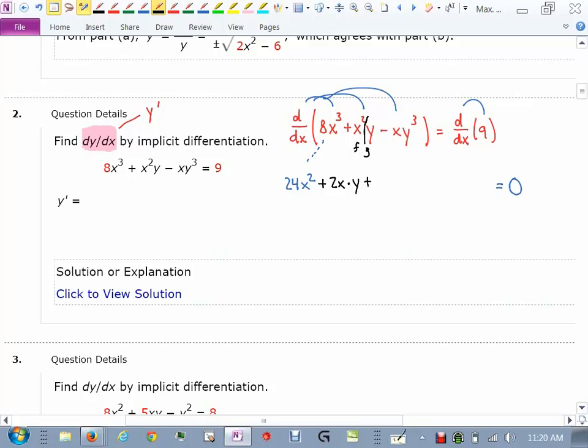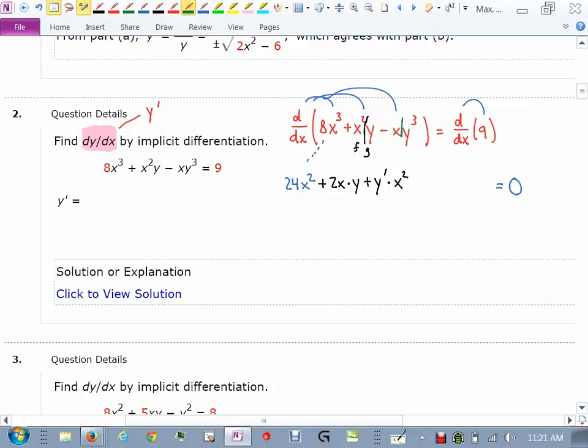Plus, product rule now says the derivative of g. So what is the derivative of y? Well, the derivative of y here is y prime because we're treating y as the dependent variable. So we do not say 1 here. Then times f, which is x squared. So that's just that middle part. And then we have to look at minus whatever the derivative of this last term is.